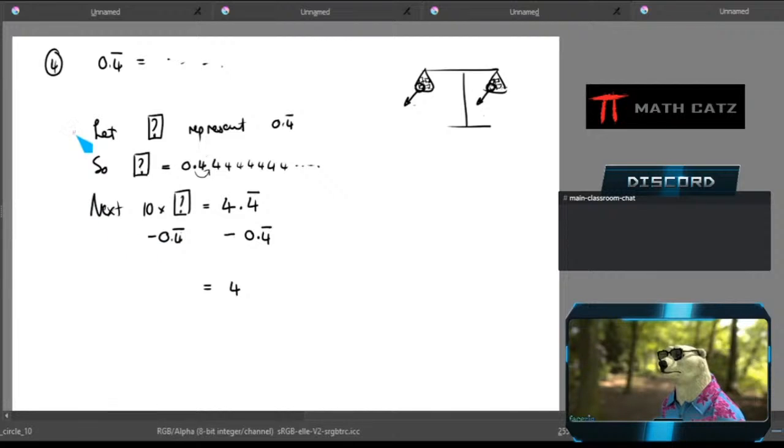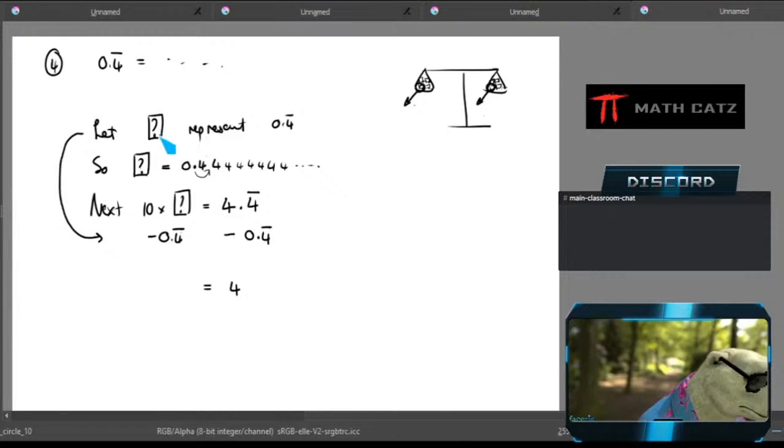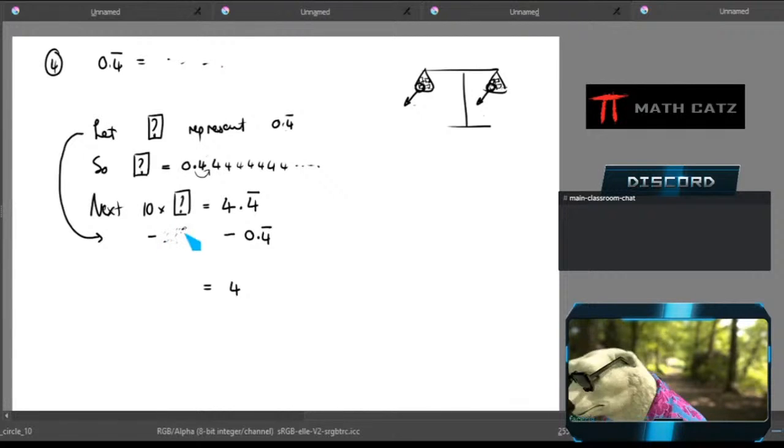Then I come back and say, well, my question mark in a box is exactly the same as 0.4 repeating. These two things are equivalent. So instead of me saying, I'm just speaking the wrong language here. Instead of me saying take away a 0.4 repeating, I can say take away a question mark in a box because they are the same.